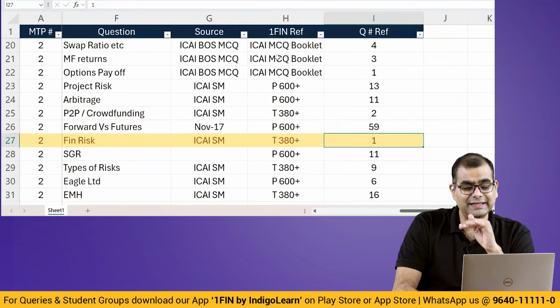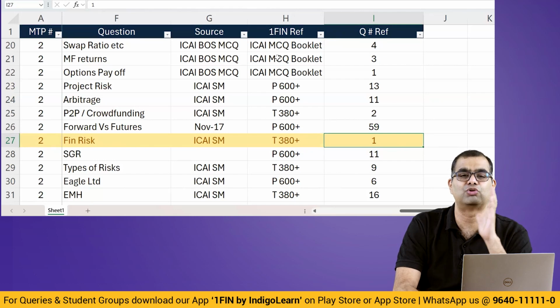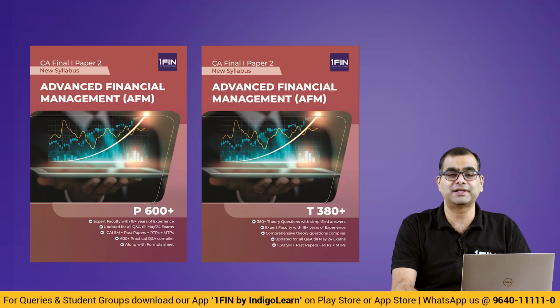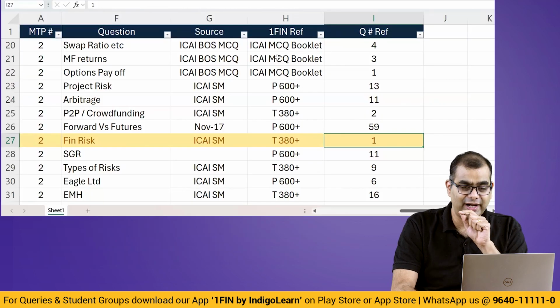So for practical as well as theory, I have highlighted, mapped, and identified every single question where the source is from: my practical 600 plus and theory 380 plus, both the books. If you don't have those books, please get them now. So I have highlighted every single thing.